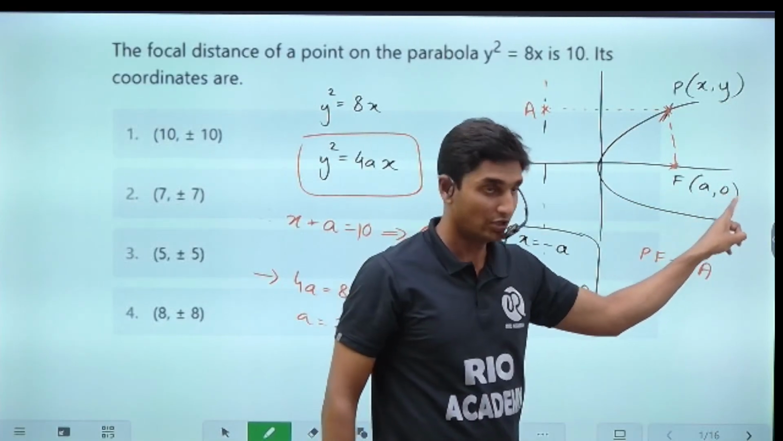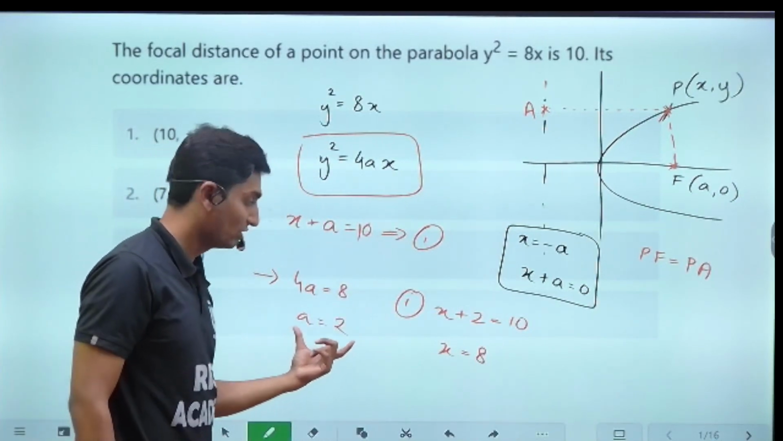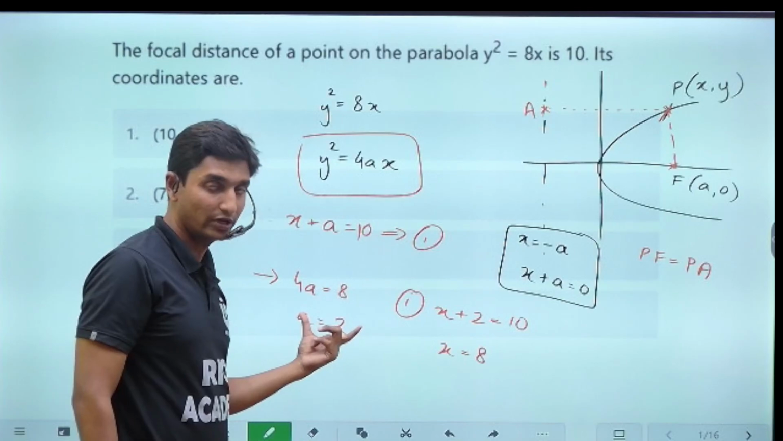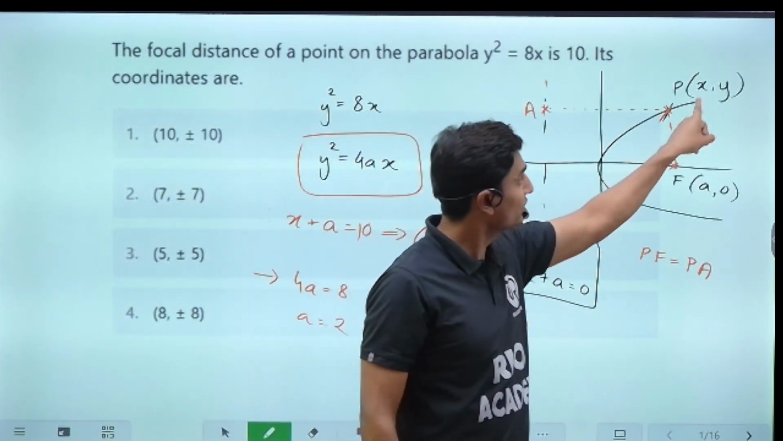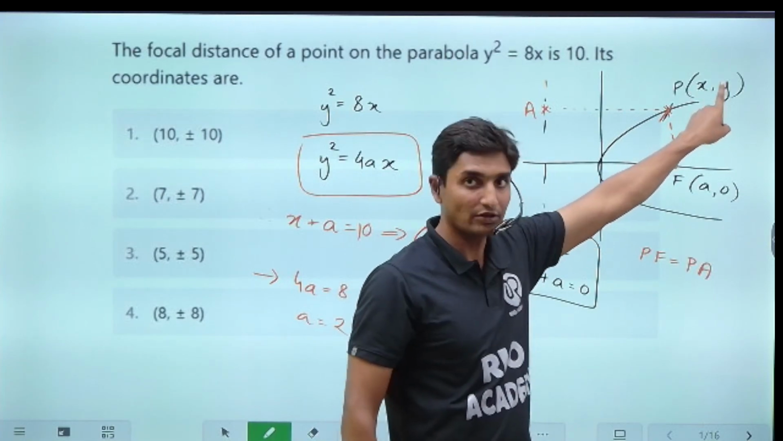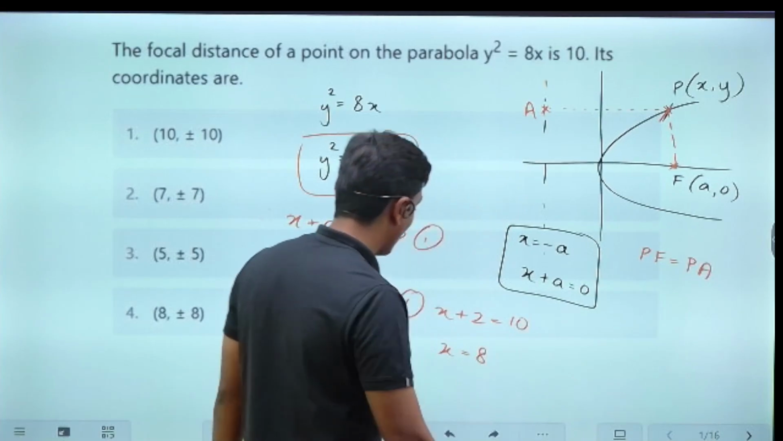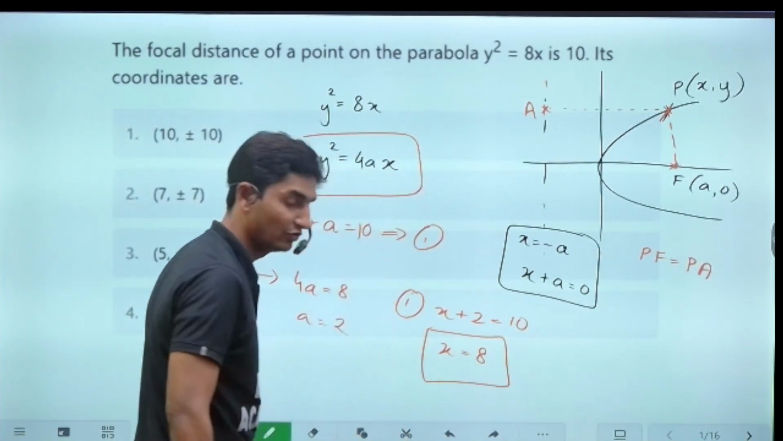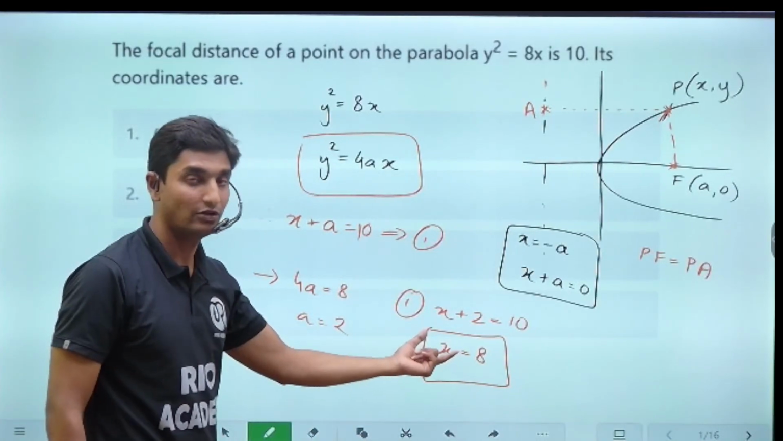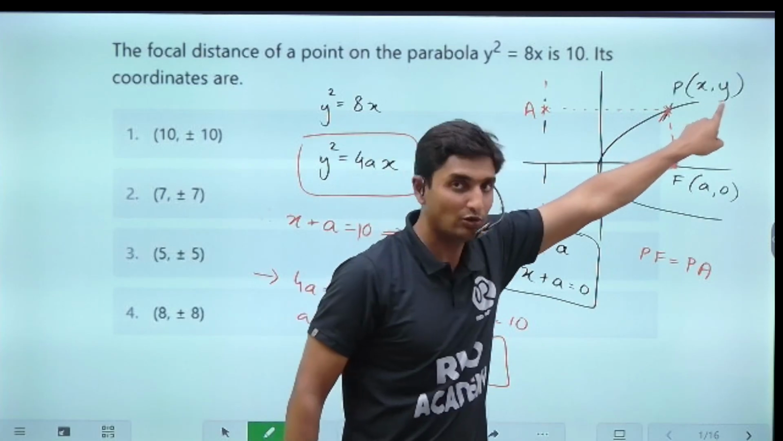We already have obtained the value of a here. What is the value of a? It is nothing but 2. Now what I'm trying to say is you need the coordinates of x and the coordinates of y here. X is equal to 8, which we have already obtained. Now we need to find out the value of y.